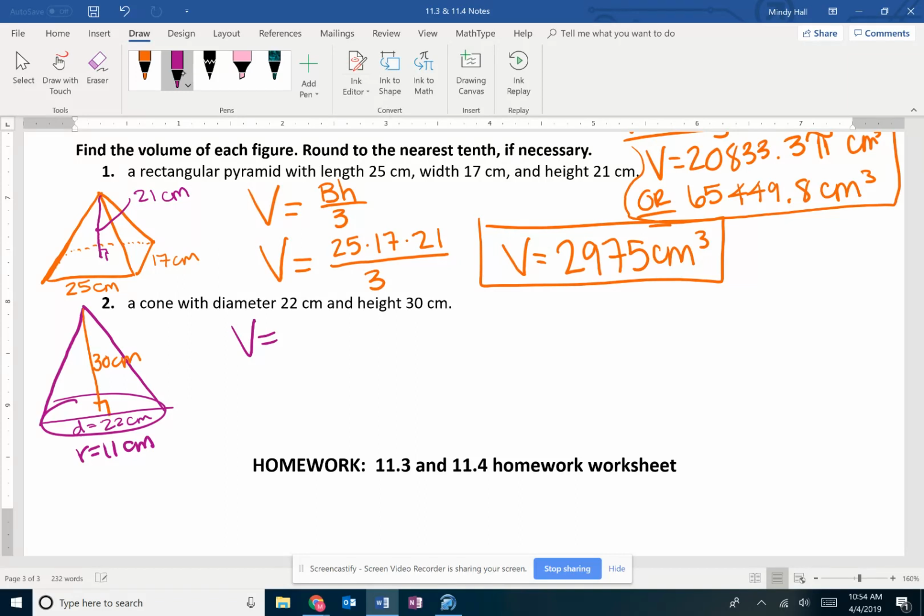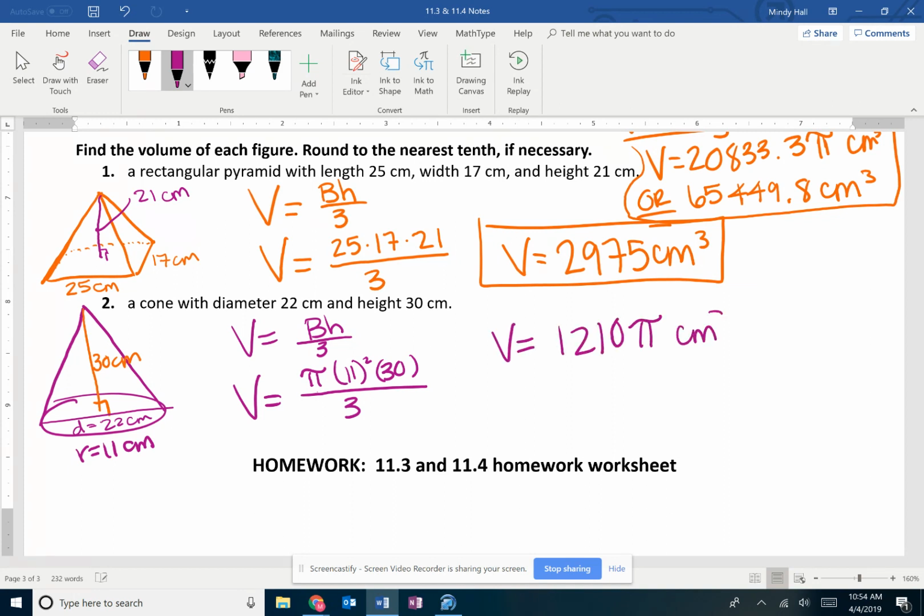So then we plug it into the formula. Volume is your base area times height divided by 3. In this case, our base area is pi r squared because it's a circle. So it'll be pi 11 squared times height, which is 30, all divided by 3. And then 11 squared times 30 divided by 3 gives you a volume of 1,210 pi centimeters cubed, or take that, multiply by pi, and that gives you 3,801.3. And this is, again, centimeters cubed.